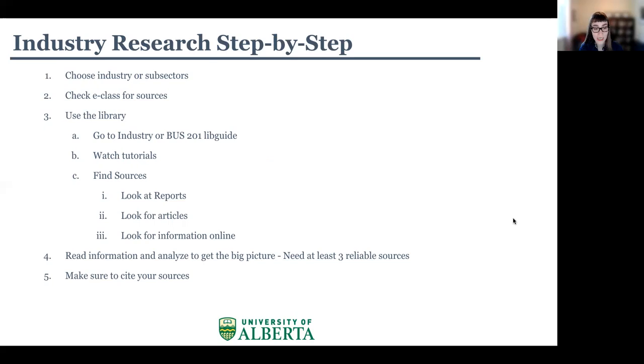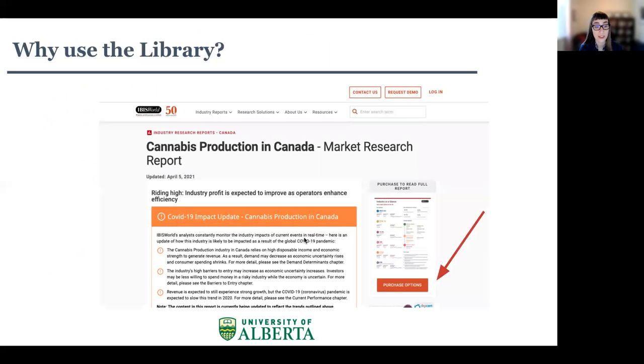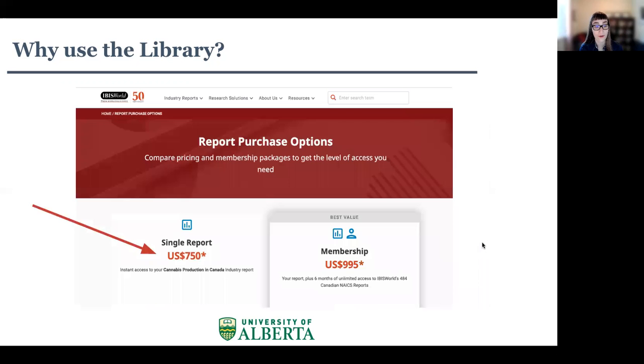So for this project, it really benefits you to use the library since you will have access to much richer content. As you probably know from the first video, I'm using the marijuana dispensary as an example across these videos because that is not allowed for you to do as a project. So let's say for the industry assignment, I want to look at the cannabis industry in Canada. Well, if I find a report online, there's a lot of content that is blocked by a paywall. So I would have to purchase this to get full access to this report. For example, this report is $750 US.